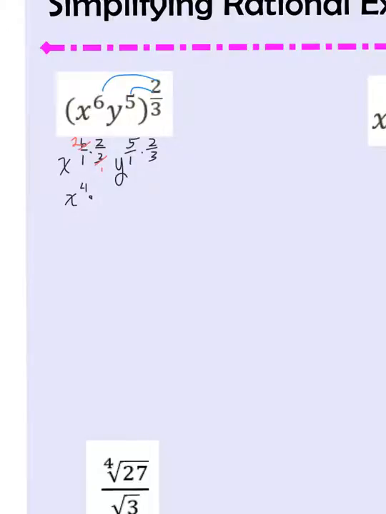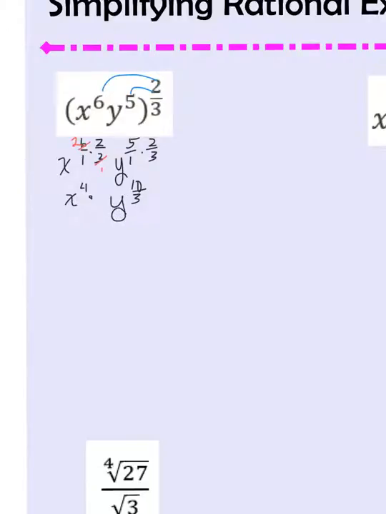On this one, nothing will cross cancel. You can only multiply across. So 5 times 2 is 10, over 1 times 3 is 3. So I get y to the 10 over 3. What that means is that this is under a radical, and I'm going to have to simplify. This is not, because it does not have a fractional exponent. So this is in front of the radical, this is going to be underneath the radical.